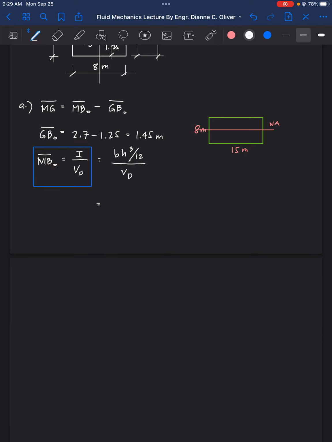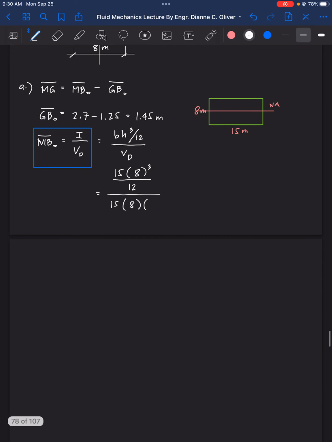So MBO is equal to our base here, which is 15, times the height, 8 raised to 3, divided by 12. The volume displaced is 15 meters long, 8 meters wide, and the draft is 2.5. So MBO is now equal to 2.13 meters.